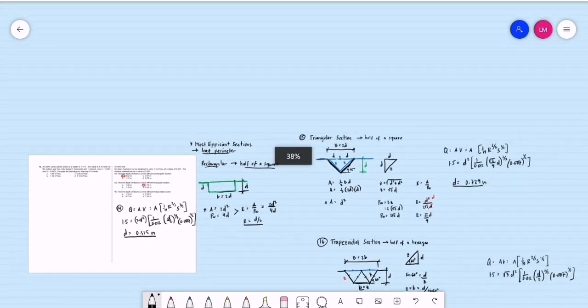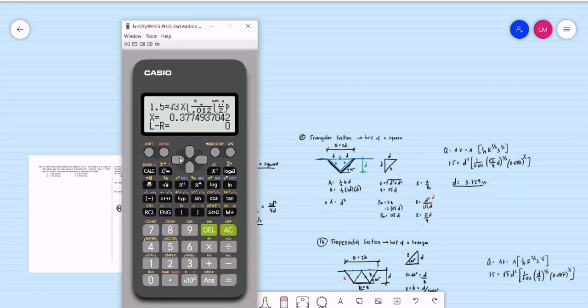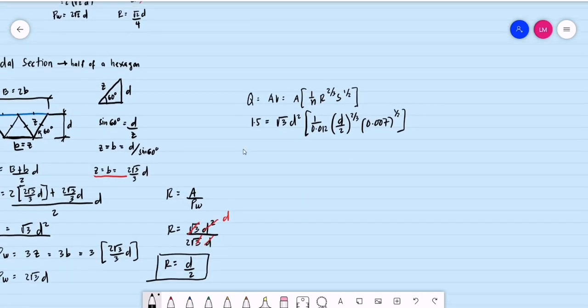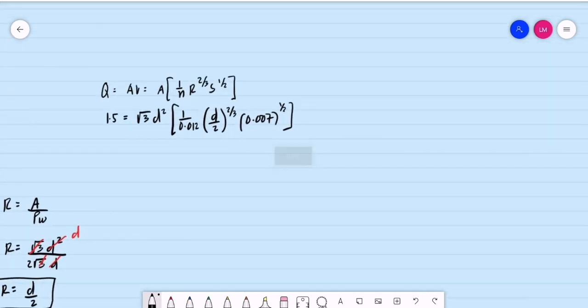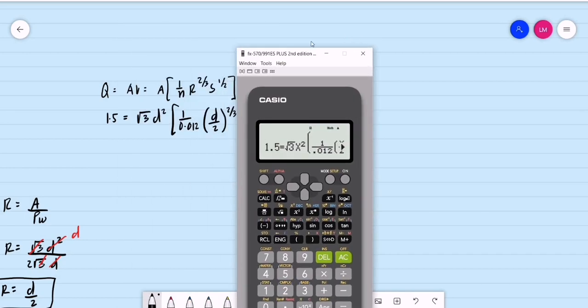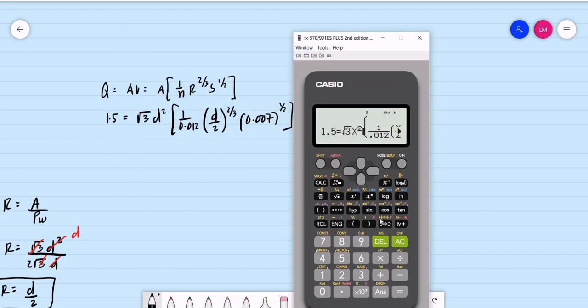Maybe I have a wrong input on our calculator. Let us check. 0.007, 2/3 of D over 2, 0.012, 1.5. Oh, sorry. So this is supposedly 1.5 of alpha x squared. That is our area. Again, a little correction on our input on our calculator. It should be 1.5 the square root of 3 x squared.